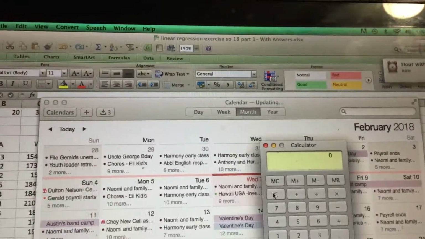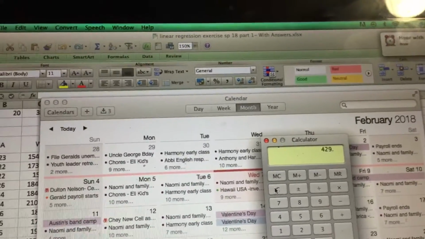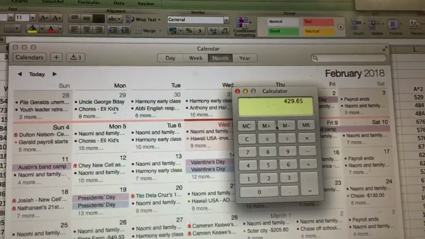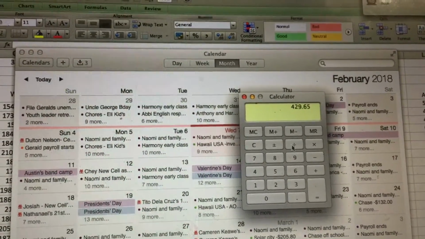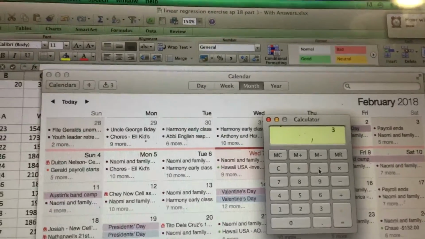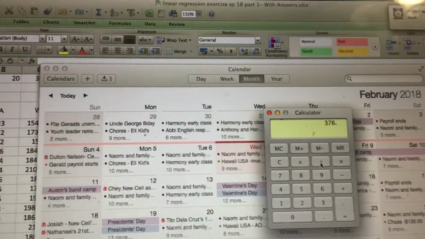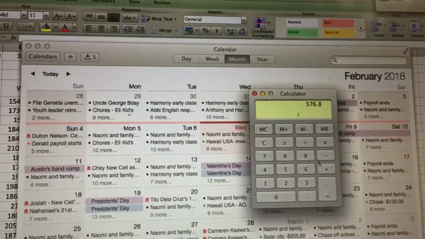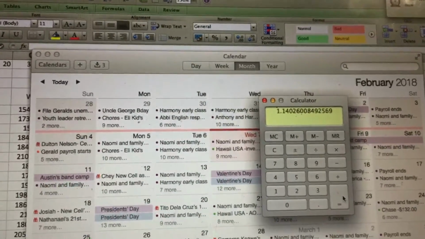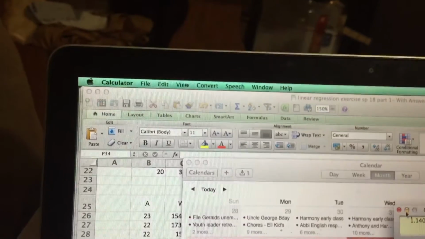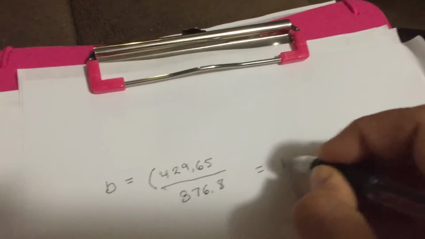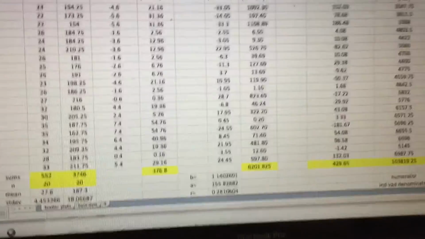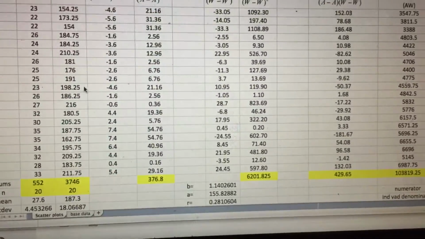If we were to do that on a calculator, we've got 429.65 divided by 376.8, and that would equal 1.140. All right, let's take a look, because I've already done it in Excel.